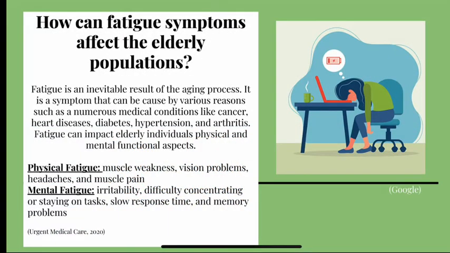So how can fatigue symptoms affect the elderly population? Well, fatigue is an inevitable result of the aging process. It is a symptom that can be caused by various reasons such as numerous medical conditions like cancer, heart disease, diabetes, hypertension, and arthritis. Fatigue can also impact elderly individuals' physical and mental functional aspects. The physical fatigues are muscle weakness, vision problems, headaches, and muscle pain. And the mental fatigues are irritability, difficulty concentrating on staying on tasks, slow response time, and memory problems.